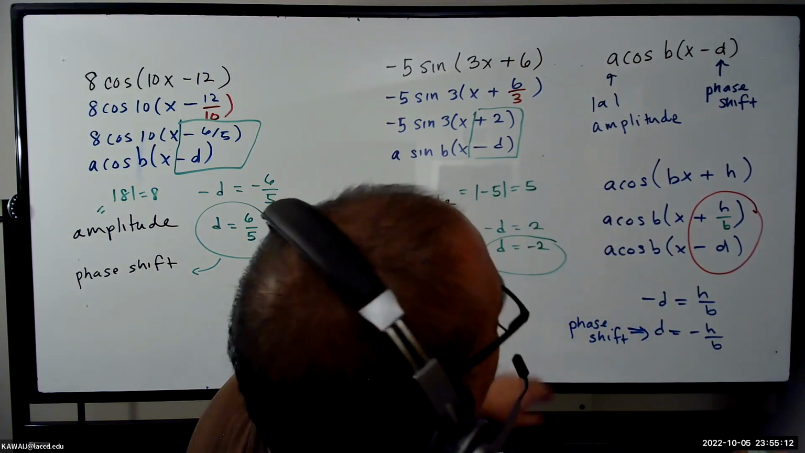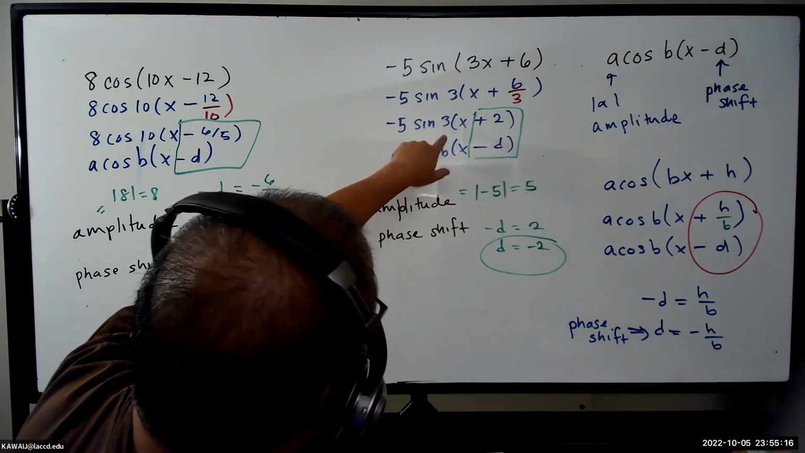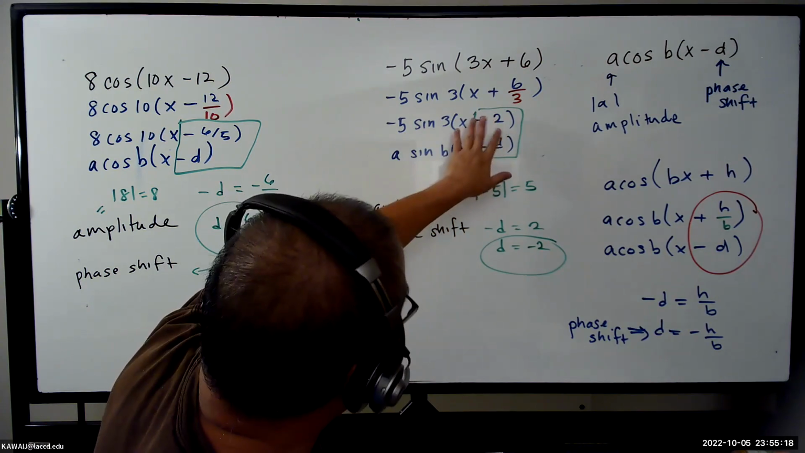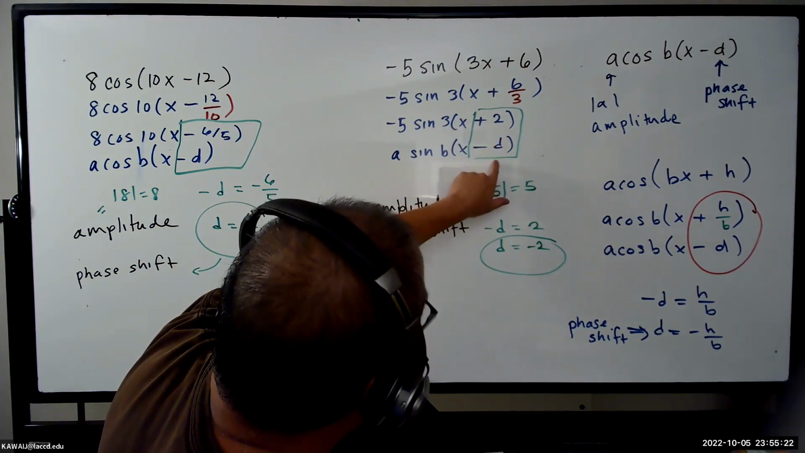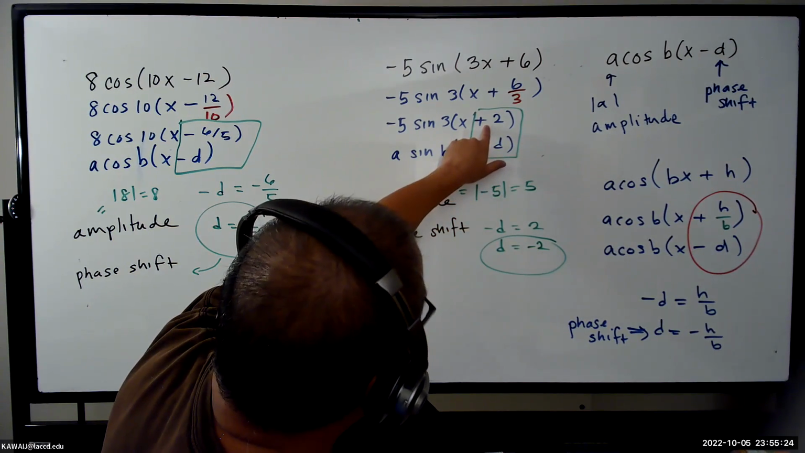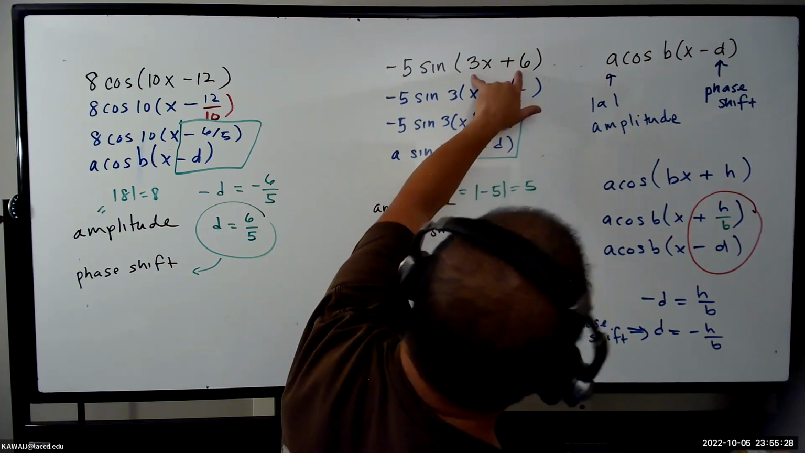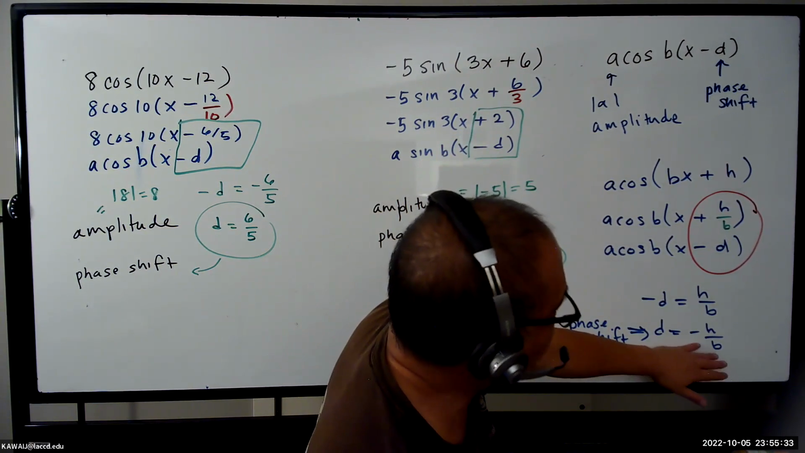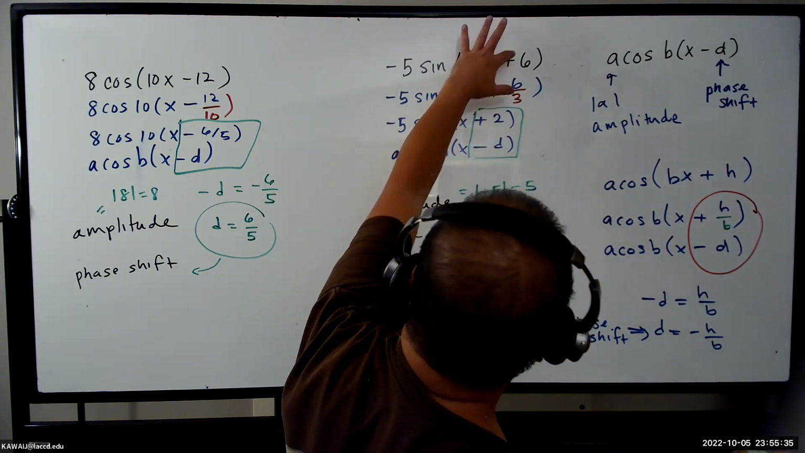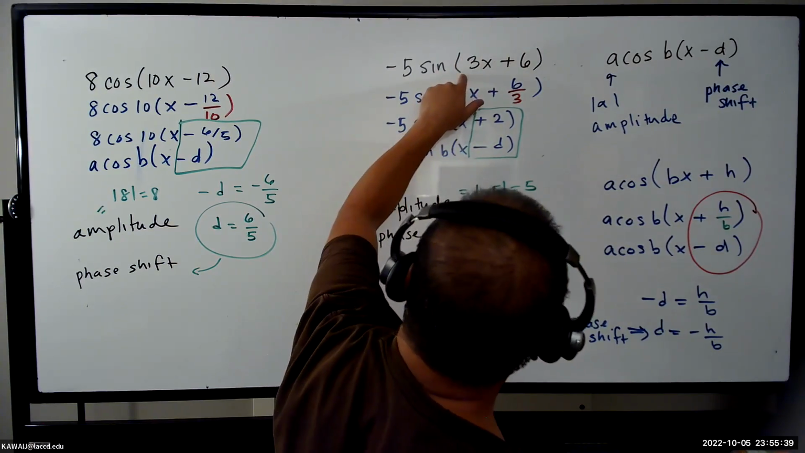So if you're not given something in the form where we have 3 times and then parentheses X plus or X minus something, if you have this situation, you can just read the phase shift. It's the opposite value, whatever this is. But if they give you something that's already distributed, which is normally how you get it, you could use minus H divided by B. So over here, it would be minus 6 divided by 3, which would give you that -2.